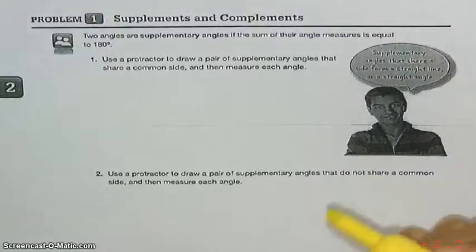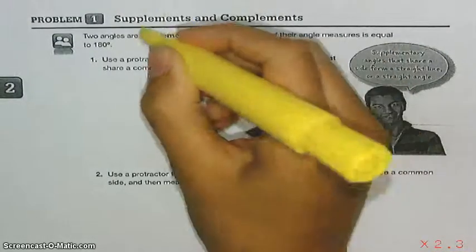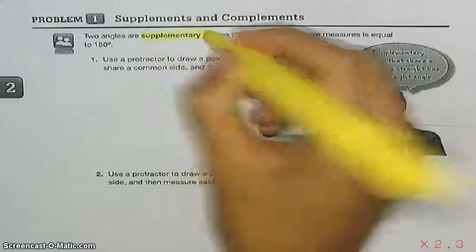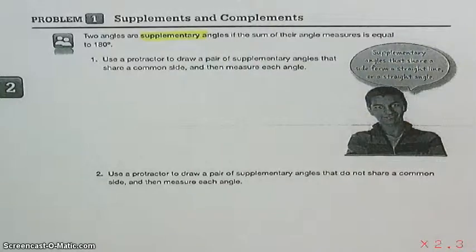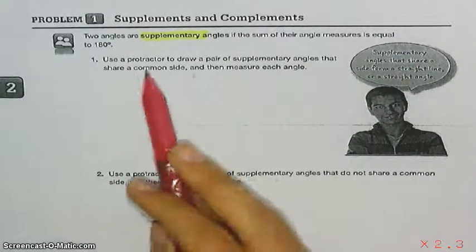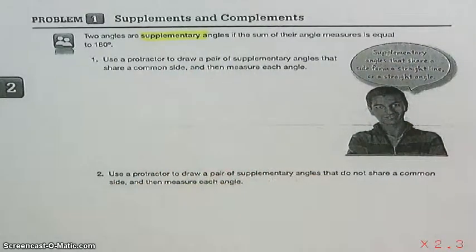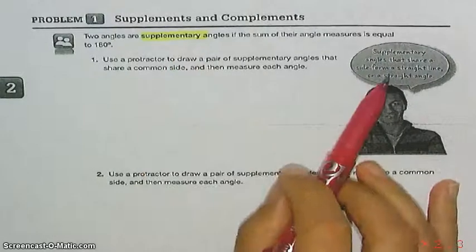The first thing here that's really important is the word supplementary. So hopefully you've got down that supplementary equals 180. You have to know that. So the first thing we have to do is use a protractor to draw a pair of supplementary angles that share a common side. Well, since supplementary angles make 180, that means they make a straight angle.